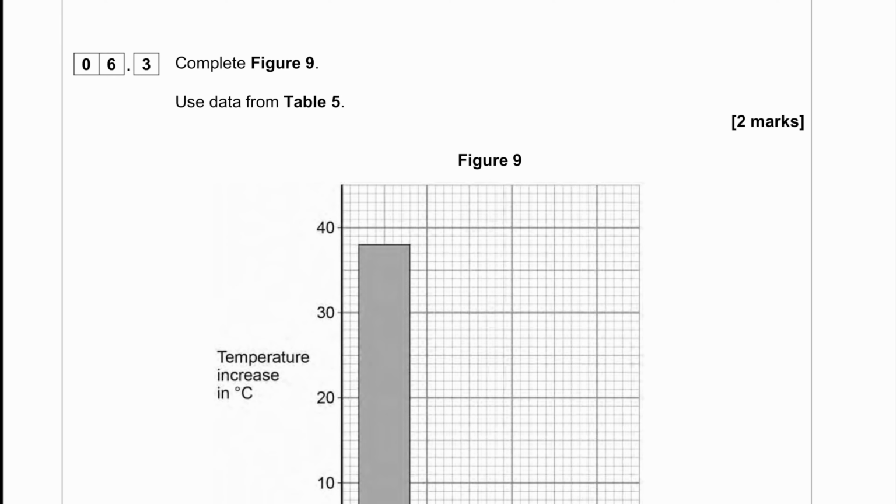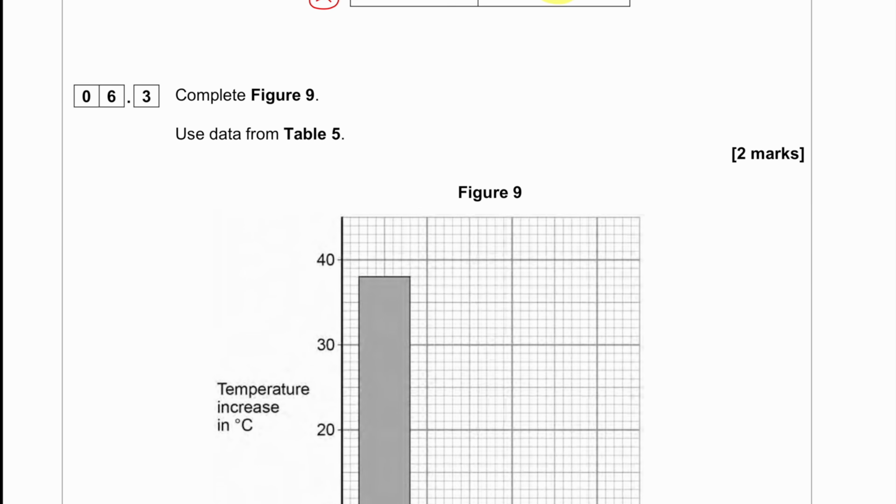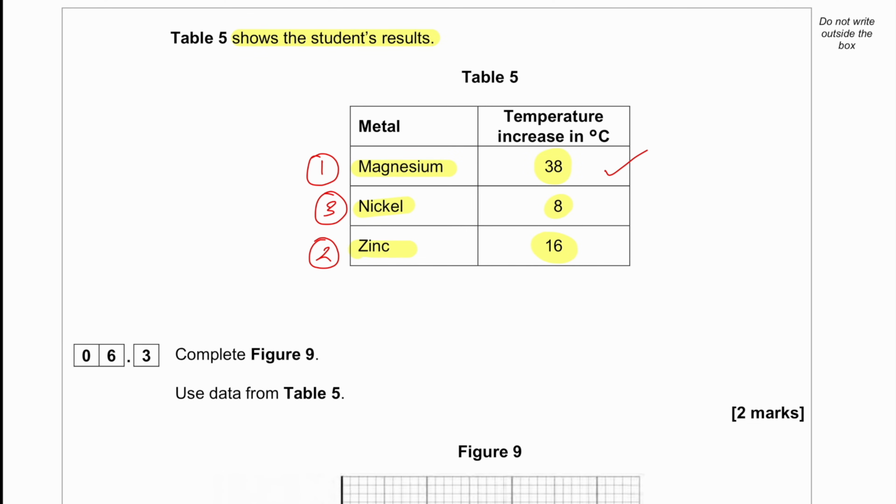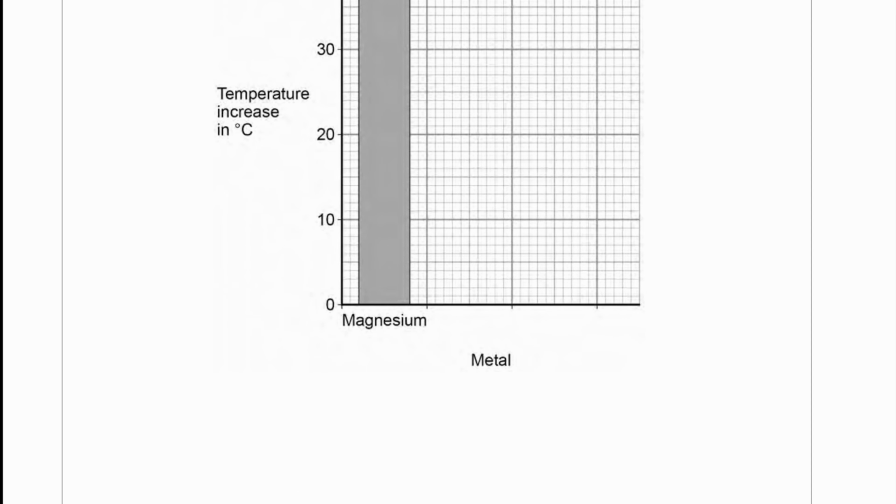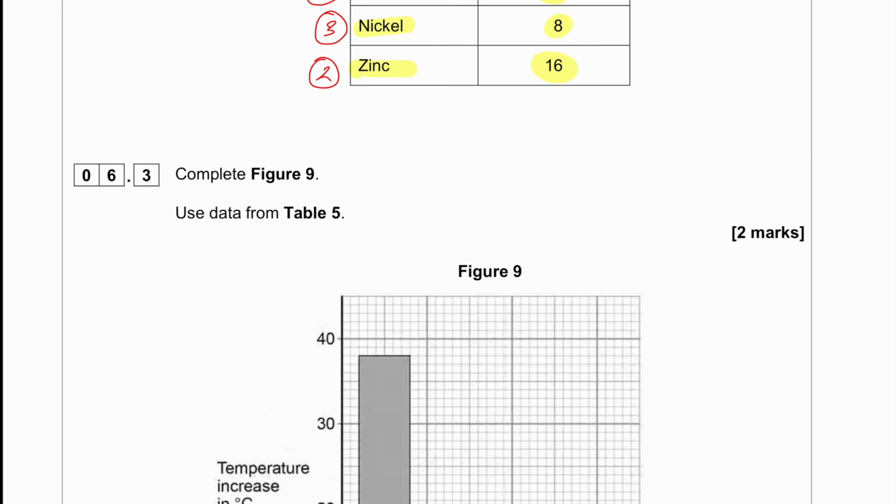So complete figure 9 using data from table 5. Okay, so 38 degrees Celsius has already been labeled for us. All right, so for nickel it is 8. So we can just follow the same rule. We can use 2 boxes from both sides. We are leaving 2 boxes, and it went up to a temperature of 8 degrees Celsius. So 8 degrees Celsius will be, this is 5, this is 6, 7, 8. So we are going to label it up until here. All right, that was very easy. So this was nickel.